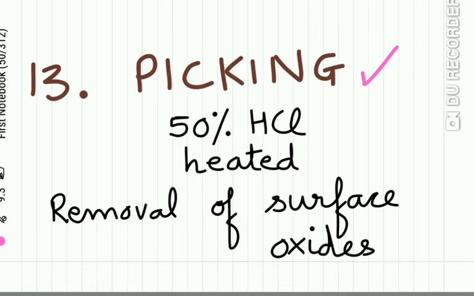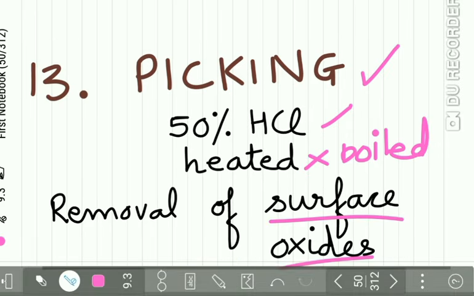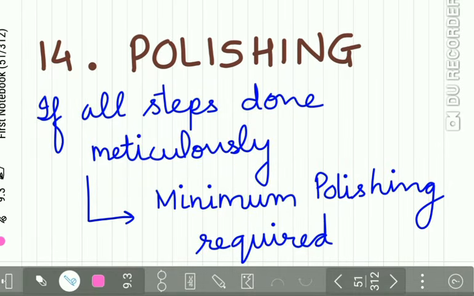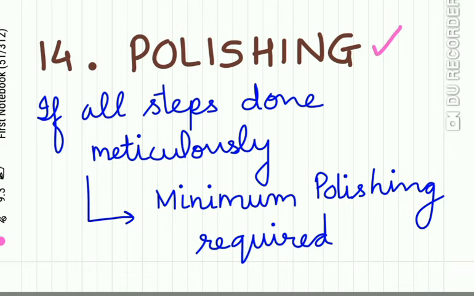And then is the pickling. Pickling is done with the help of 50% hydrochloric acid. This 50% hydrochloric acid is heated, but taking care that it is not boiled. And this hydrochloric acid, which is warm, is used for the removal of surface oxides. Then the final step is polishing. If all the other steps are carried out meticulously, minimum polishing is required for the casting.